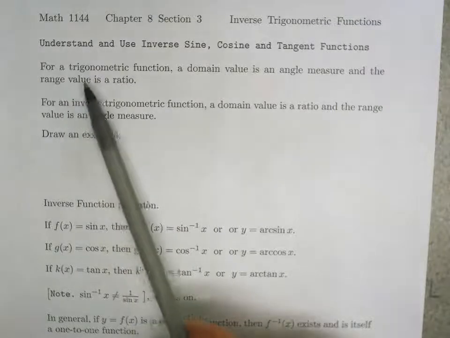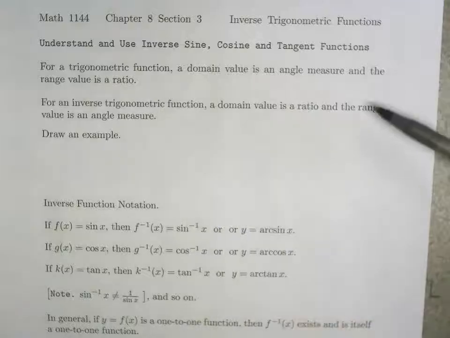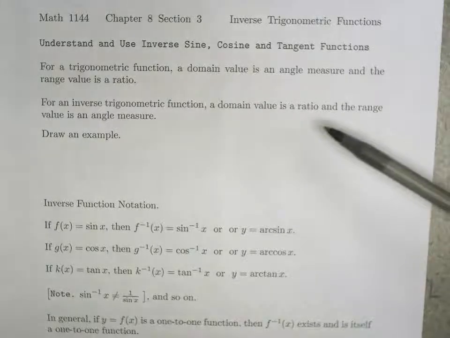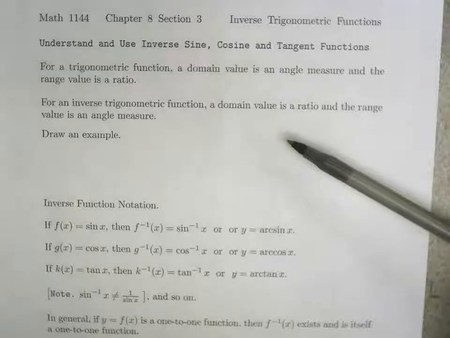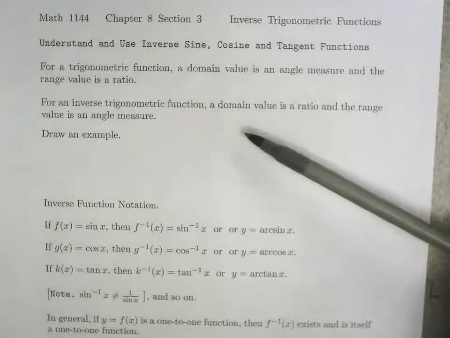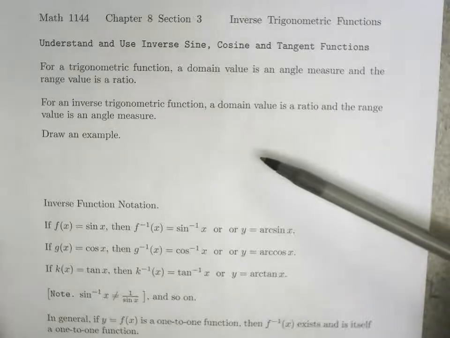For a trigonometric function, a domain value is an angle measure, and the range value is a ratio. For the inverse of a trigonometric function, the domain value is a ratio, and the range value is an angle measure.